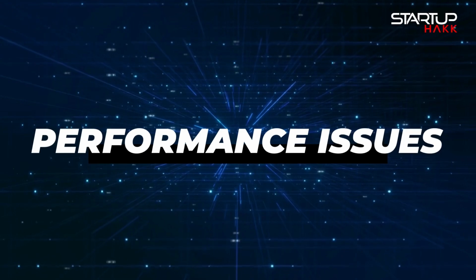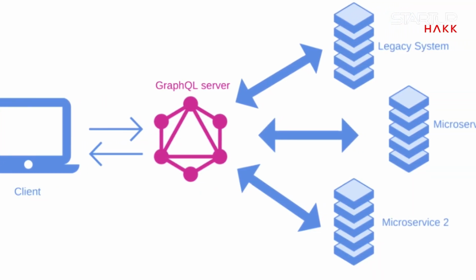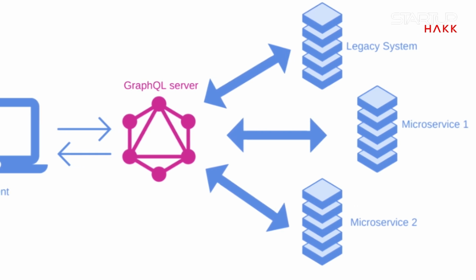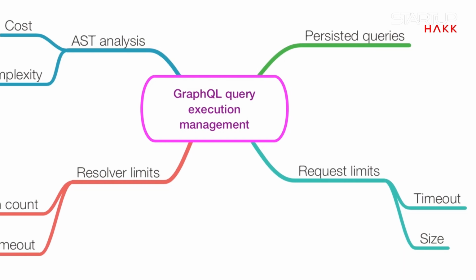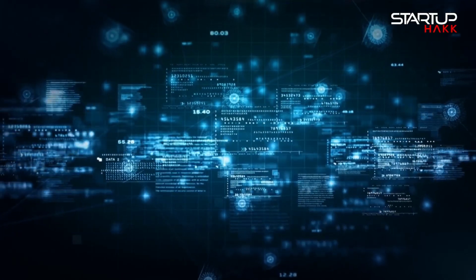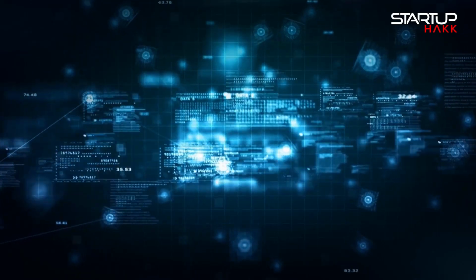Reason number 2, performance issues. One of the touted benefits of GraphQL is its ability to fetch exactly the data you need in a single request. However, this can lead to performance issues when queries become too complex. Overfetching and underfetching data can be problematic, leading to inefficient data retrieval and potential slowdowns. Additionally, GraphQL servers can struggle with performance under heavy load, requiring careful optimization to maintain responsiveness.